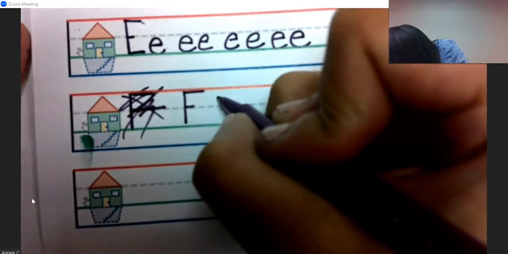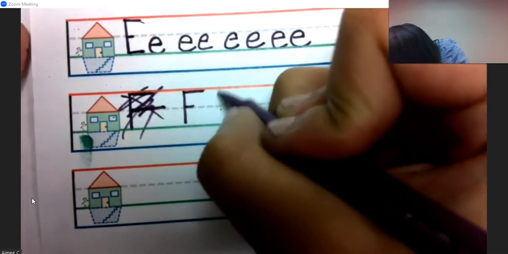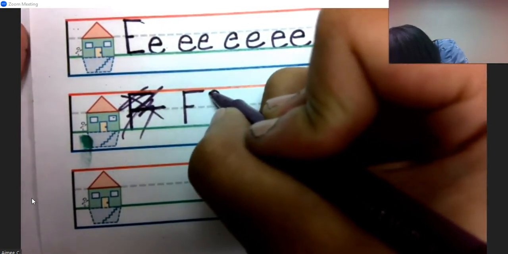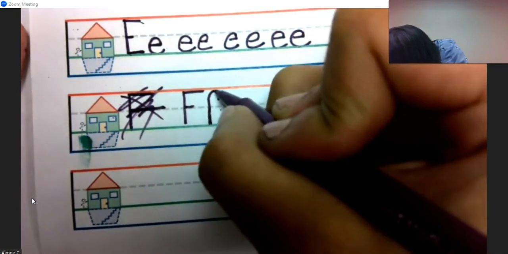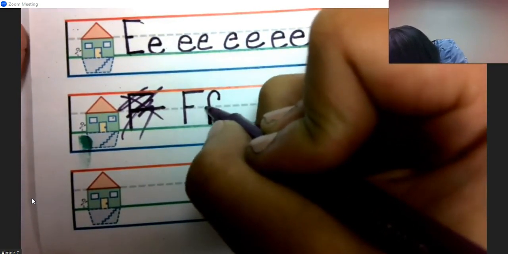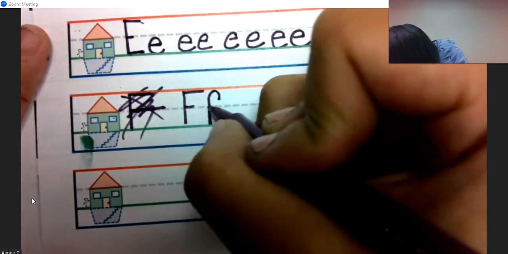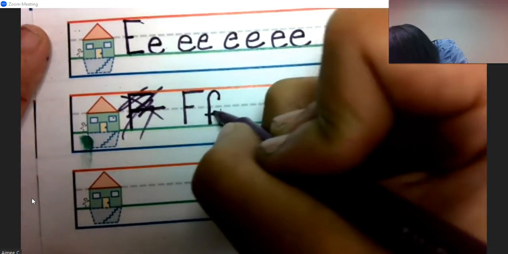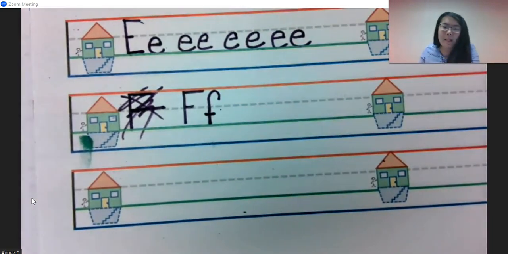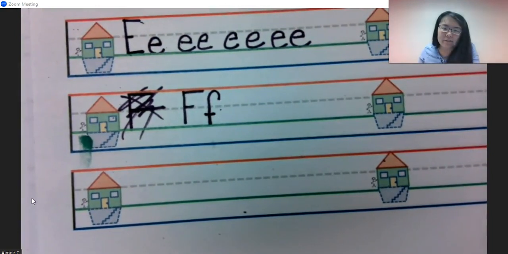Very good. And then lowercase f, the hook starts, I like to start at halfway between the roof and the windows, curve up to touch the roof, and then hook straight down to the green ground. Now you can put the bar here. I like to put it a little lower so you can see it. Capital F, lowercase f. Very good. Okay, those are the next three letters in our alphabet.